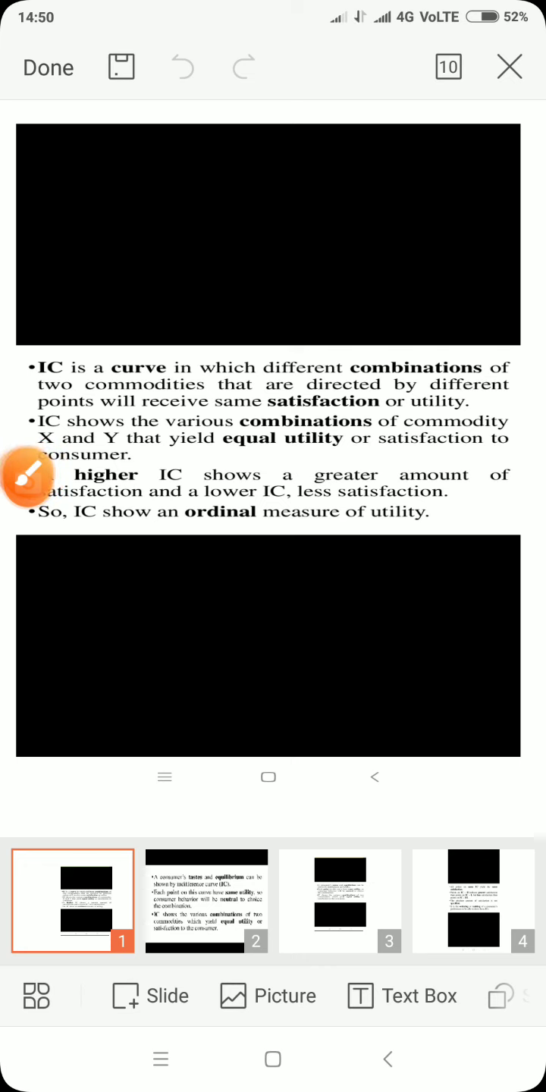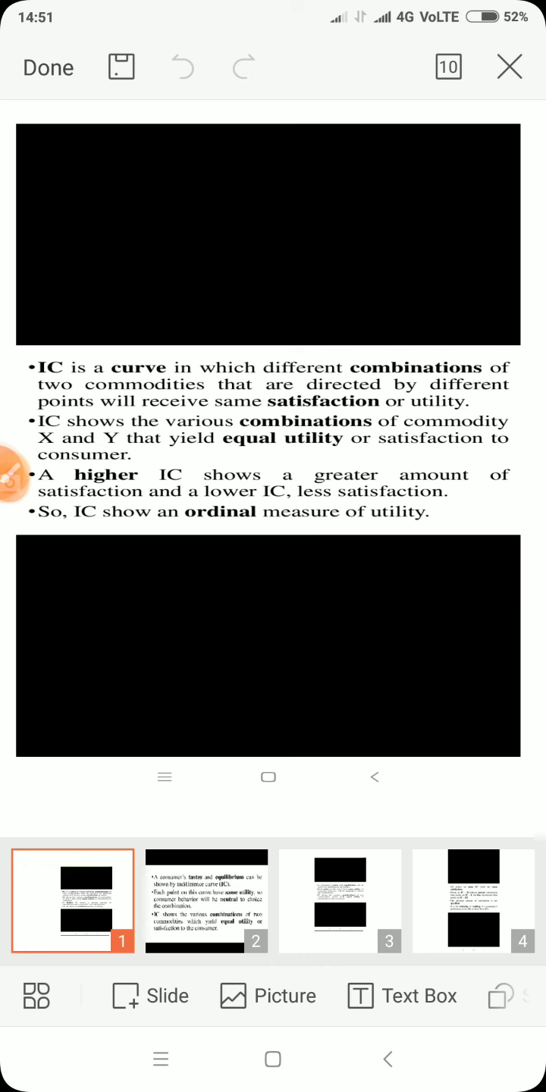Now coming to what an indifference curve is. An indifference curve is a curve in which different combinations of two commodities, indicated by different points, give the same satisfaction or utility. So what does it mean? If we have two goods x and y and different combinations, for example, 1 unit of the first good and 9 units of the other good, this is one combination. In the other combination, our demand for both goods will change. So when we opt for different combinations of goods, they give us equal satisfaction.